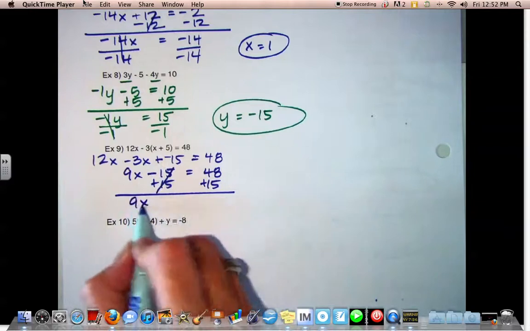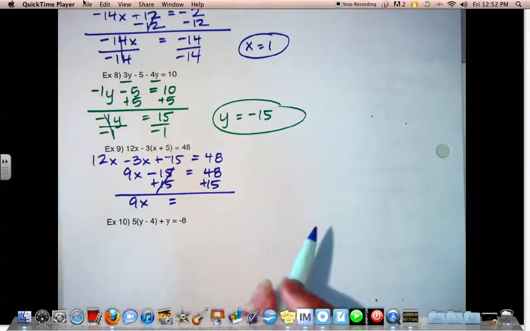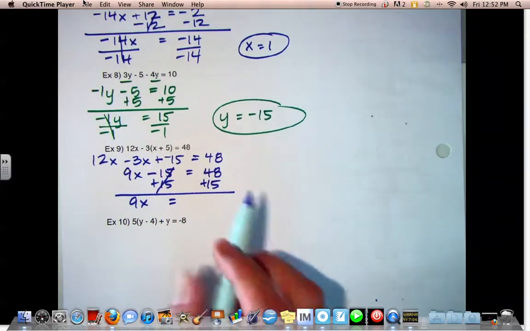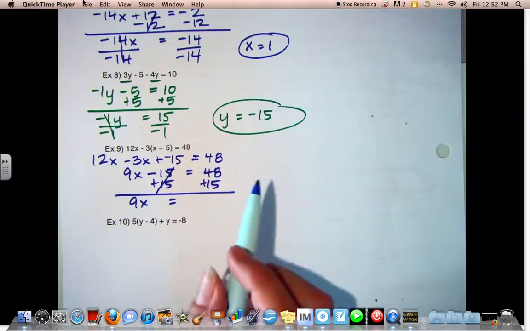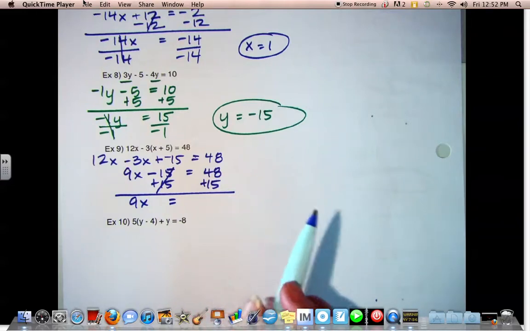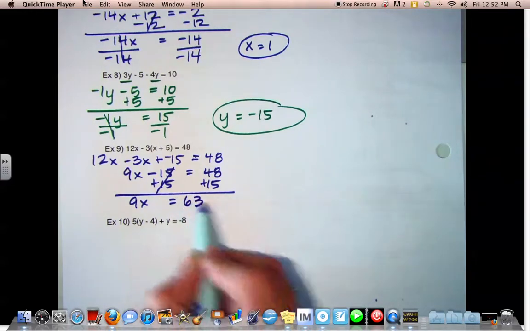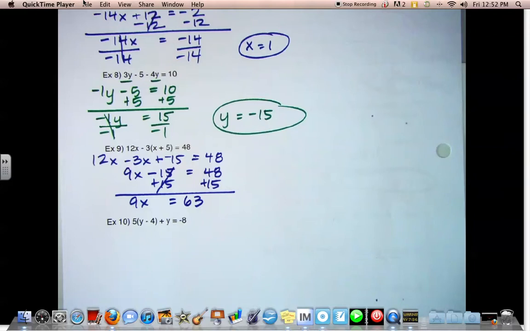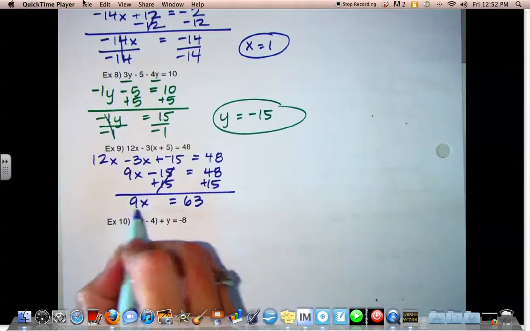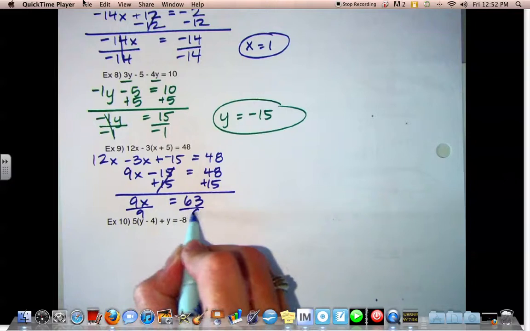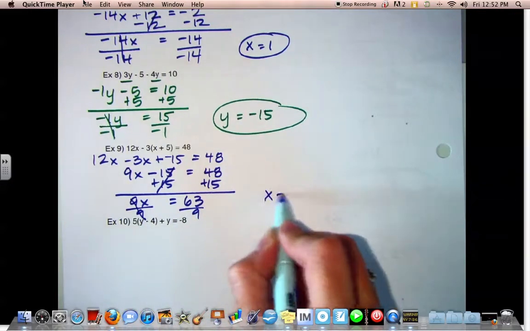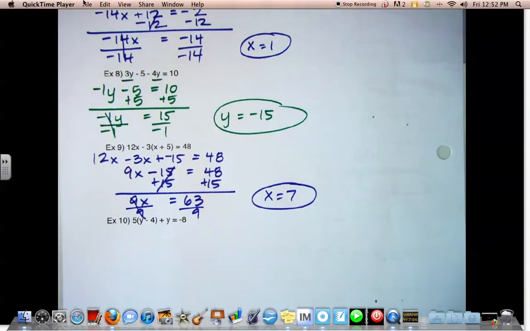So I have 9x equals what? What's 63 divided by 9? x equals 7. So x equals 7. All right, example 10.